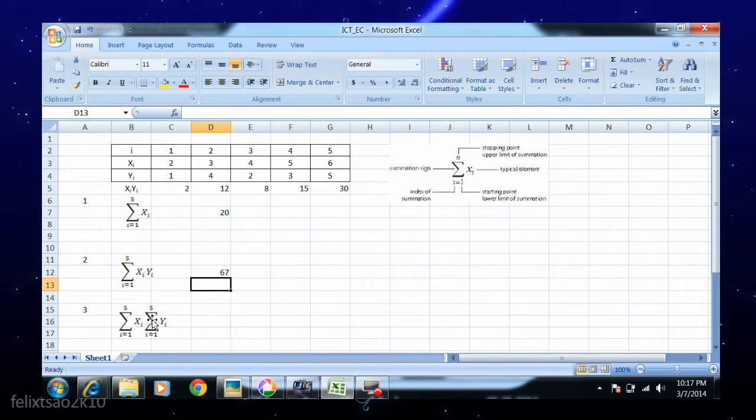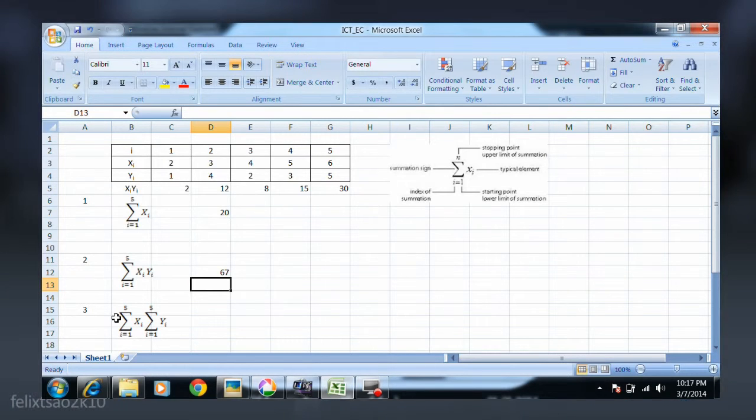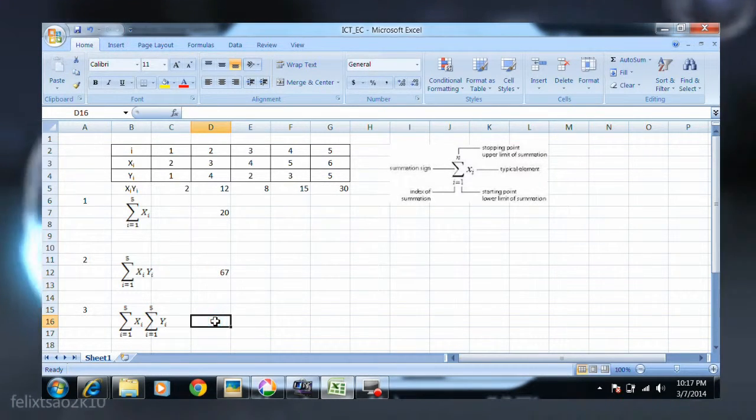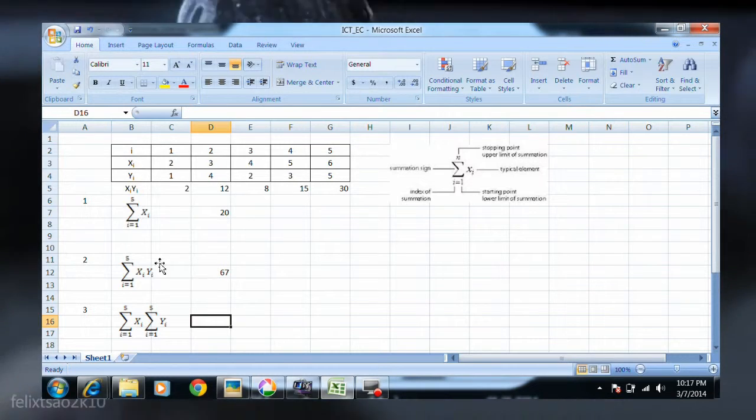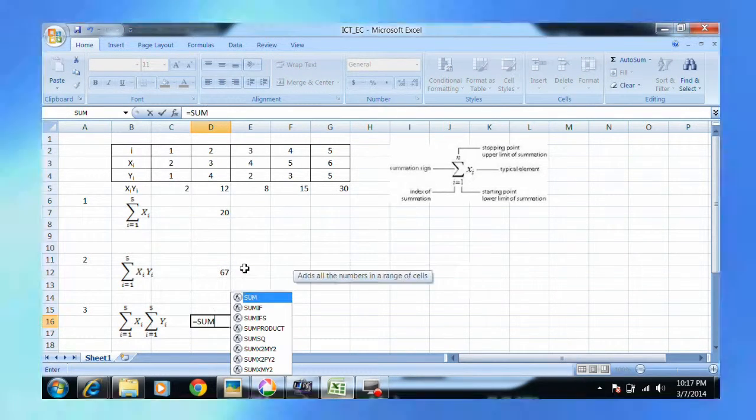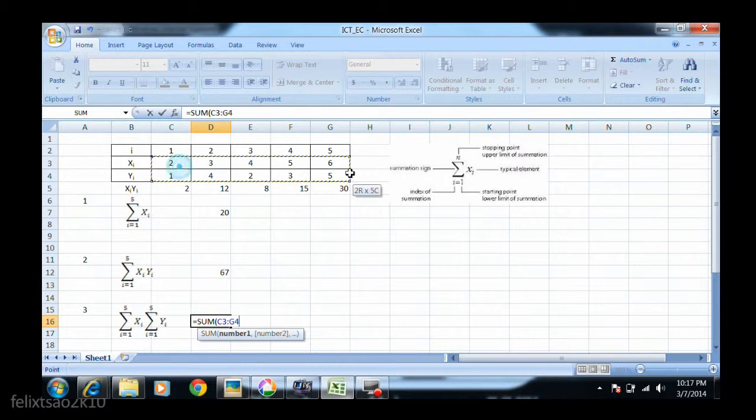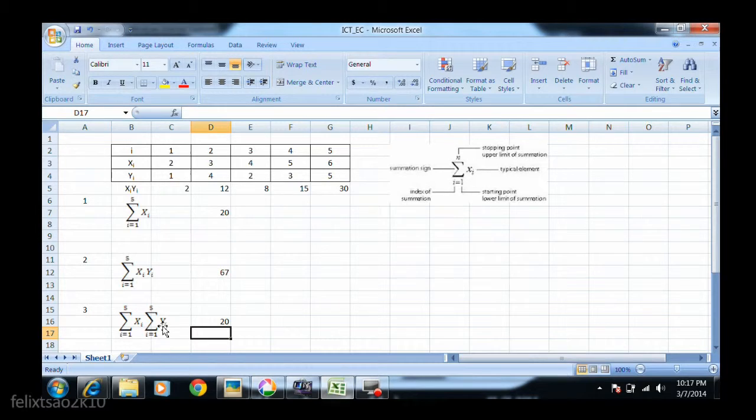For number 3, it's a different process because we have to get the summation of the values of x sub i, and the summation of the values of y sub i. So first of all, we have to do the process that we did in number 1. So we're going to get the sum of these values, close parenthesis, and enter. And then we're going to get the sum of the values of y sub i. So again, sum, and highlight these values, and close parenthesis, enter.